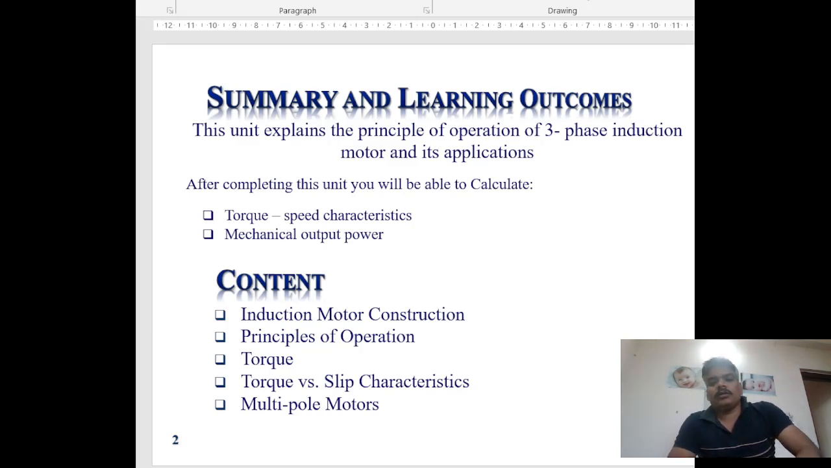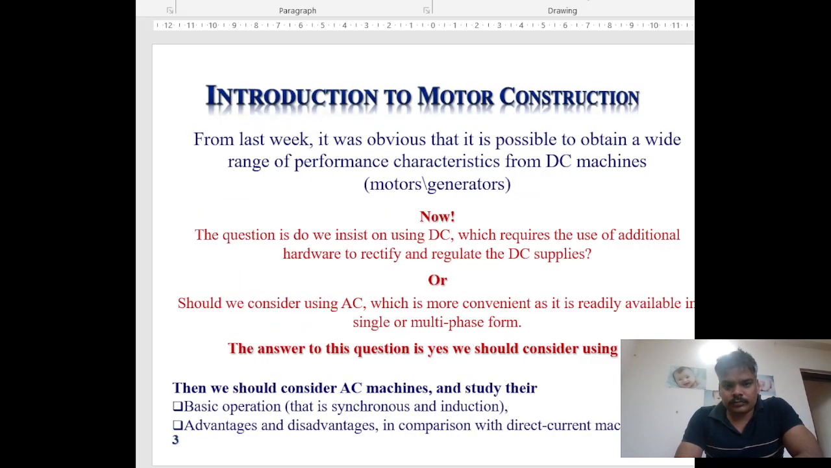This is the summary, learning outcome and content of today's presentation. Induction motor construction, principle of operation, torque versus slip characteristics, multi-pole motor. After completing this unit, you will be able to calculate torque, speed characteristics, mechanical output power. Here we will explain the principle of operation of three-phase induction motor and its application.